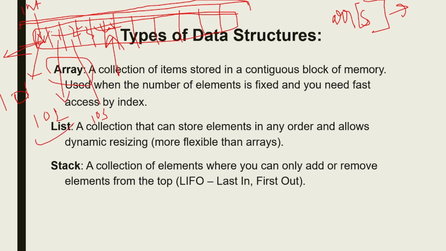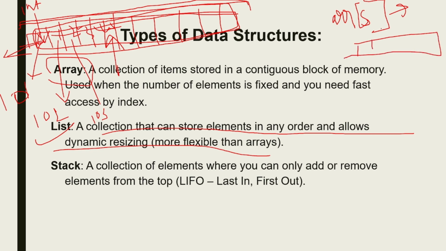So next is list. Now a list is a collection that can store elements in any order and allows dynamic resizing. One more point about an array is that it is a fixed array. When we declare it, we need to declare it with a size. Like if we need 5 blocks of array, we need to declare an array of size 5. It is necessary to give a size here.